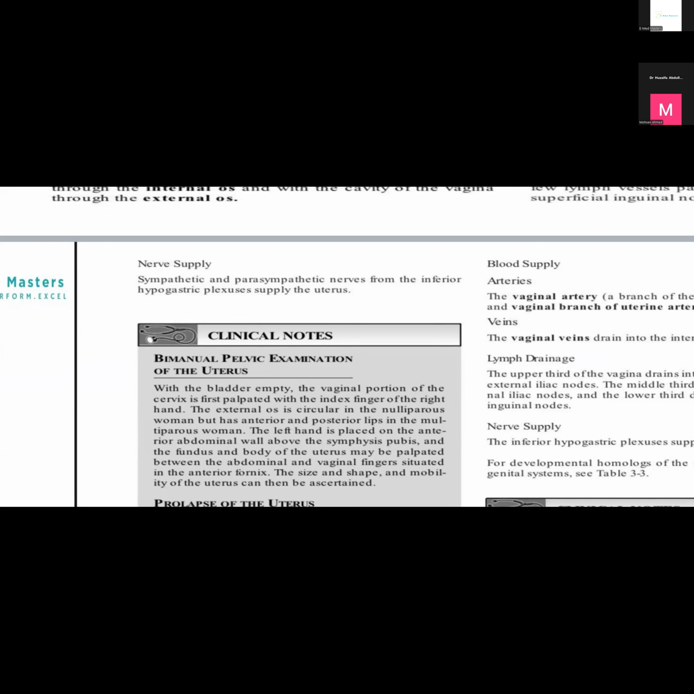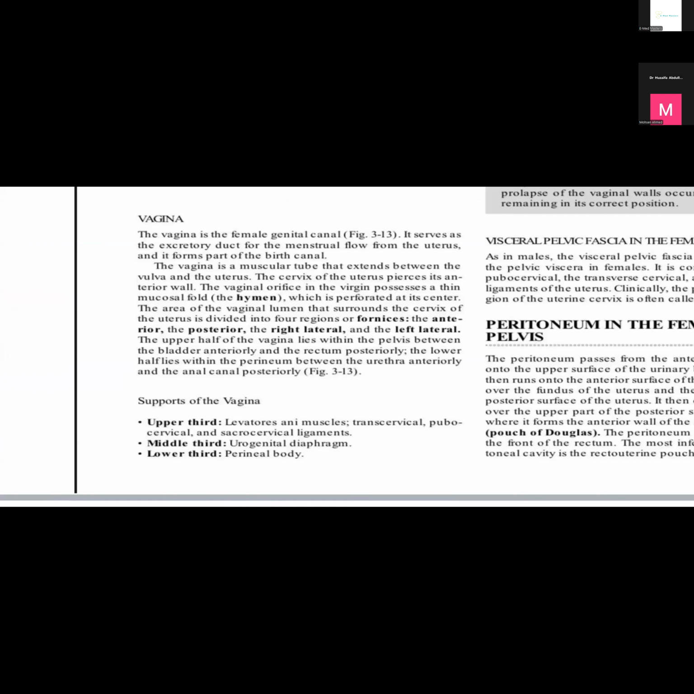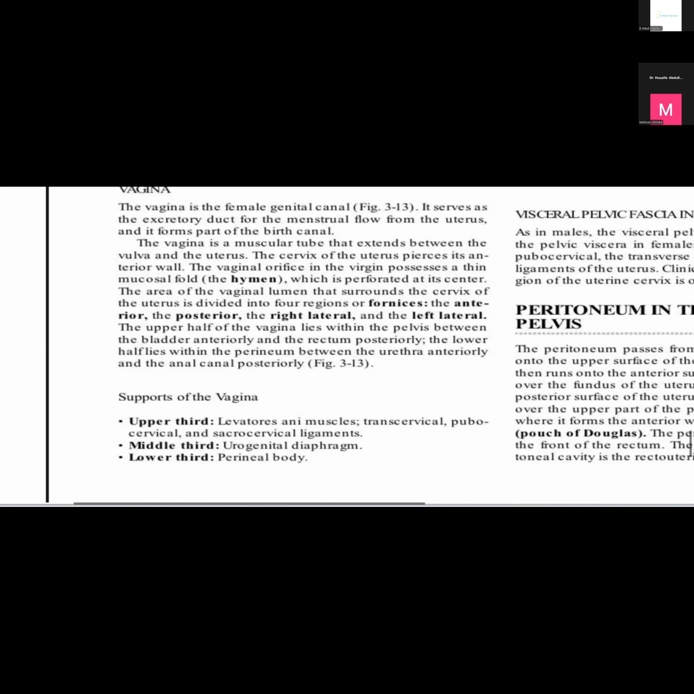Vagina. Vagina is the female genital canal and it serves as the excretory duct for menstrual flow, and it forms a part of the birth canal. So what is vagina? Vagina is a vascular tube that extends between the vulva below and the uterus above. The cervix of the uterus pierces the anterior wall of vagina, and a vagina has an orifice in the virgins that possesses a thin mucosal fold that is called hymen. Hymen is perforated at its center.